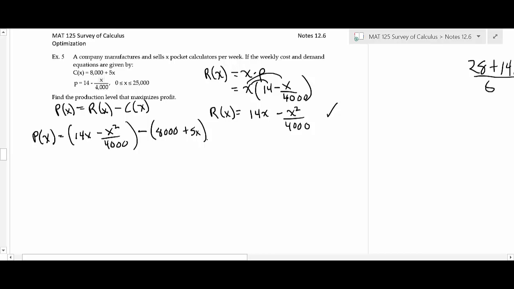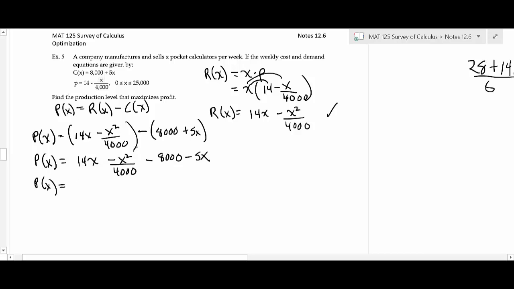like that. Okay, so you want to go ahead and simplify that, and you'll probably have a few like terms you can put together. So that's really 14X minus X squared over 4,000. And be careful here with the minus. You've got minus 8,000 minus 5X, right? Be sure that you don't mess up on that because that'll mess up the whole problem. You're just wasting your time if you don't get this part right. Okay, so put your like terms together.